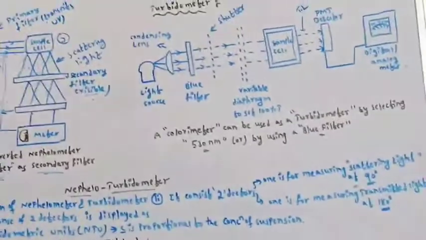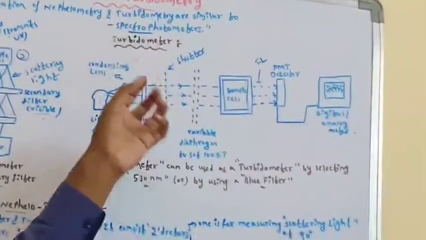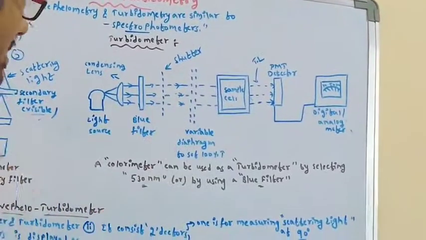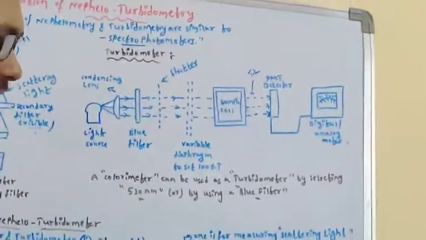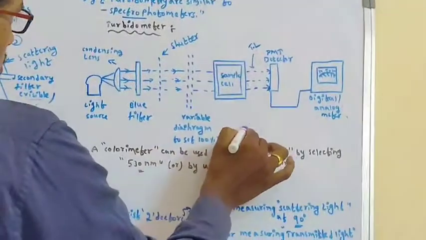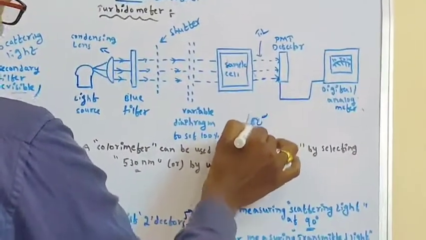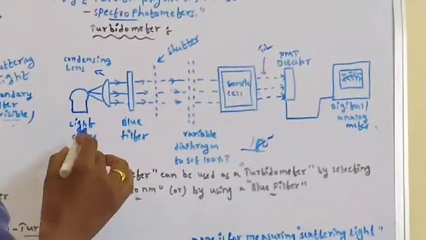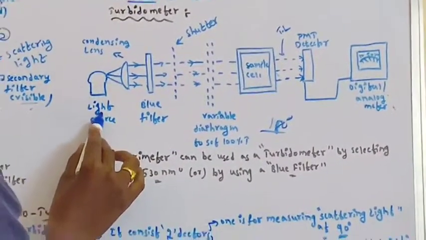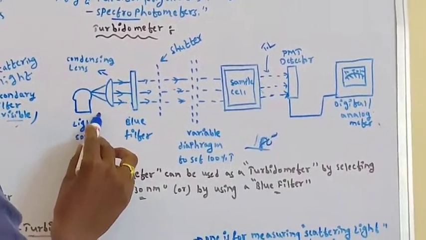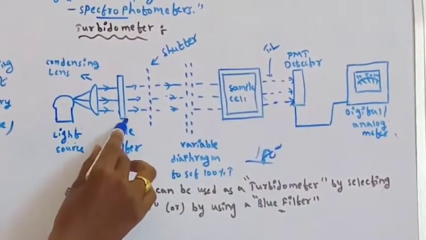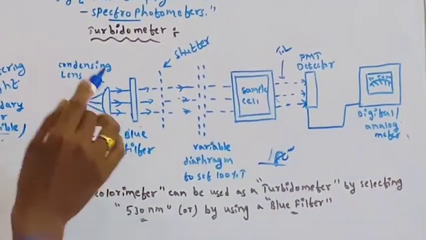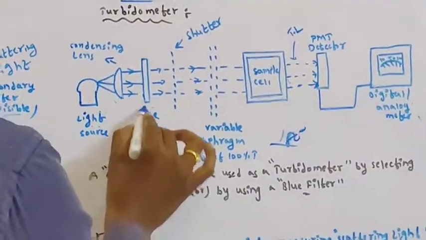Then the turbidimeter. Here we measure the transmitted light from the sample at 180 degrees to the incident light. Here you can see the block diagram of the turbidimeter. From the light source, radiation will be emitted. It will directly fall onto the blue filter through the condensing lens. Here we are using a blue filter.